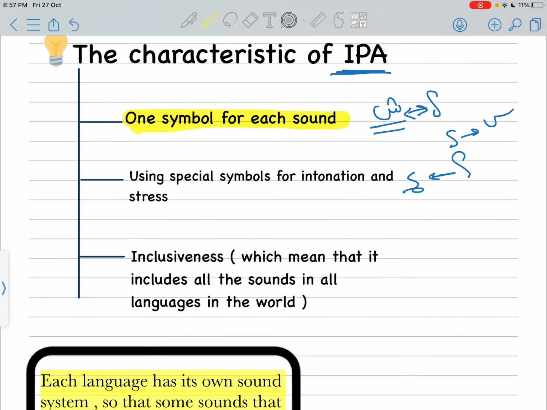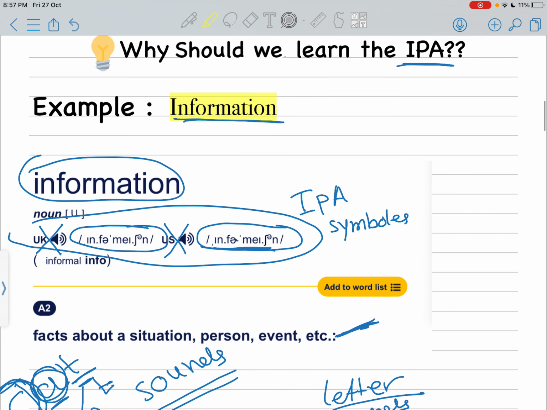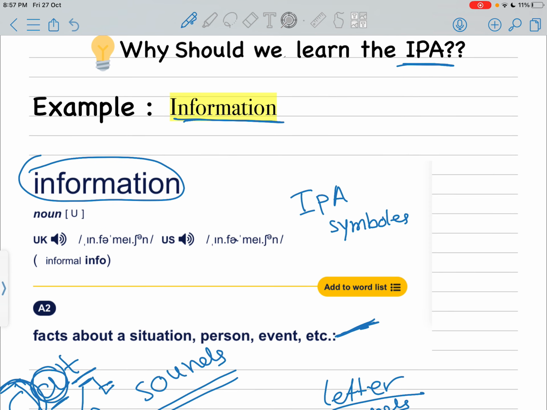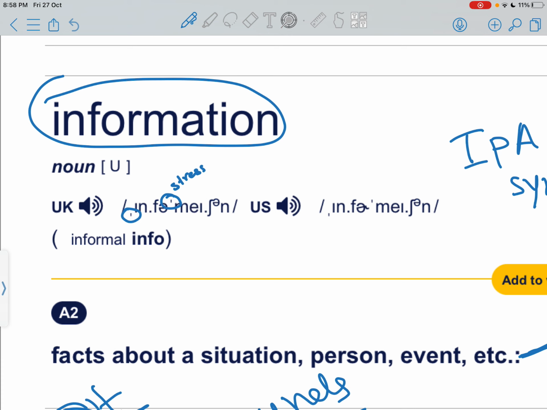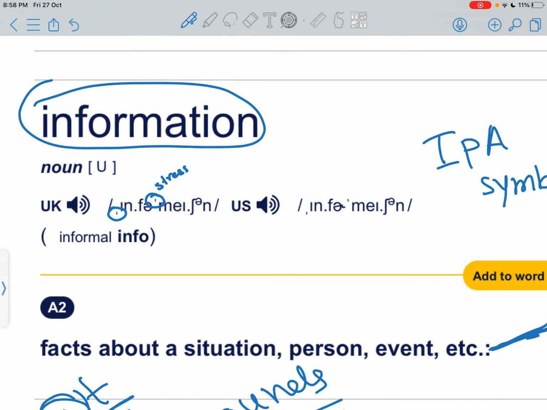The second characteristic is using a special symbol for intonation and stress. In the last example here, we have the word information. If you notice, we have this thing here, and we call this a stress. And the International Phonetic Alphabet includes the stress in the words. Why? Because the stress is very important. For example, the word present: if the stress is placed on the first syllable, it is a noun. But if the stress is placed on the second syllable, it is a verb. And they have different meanings.